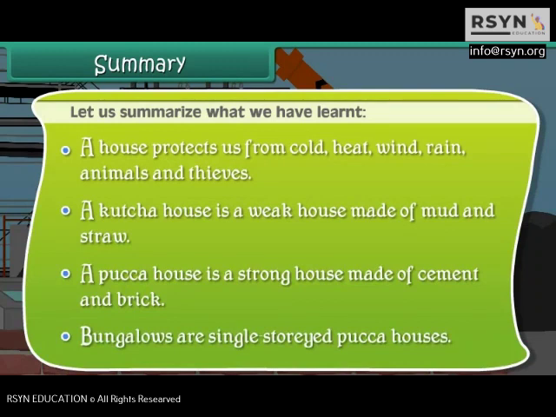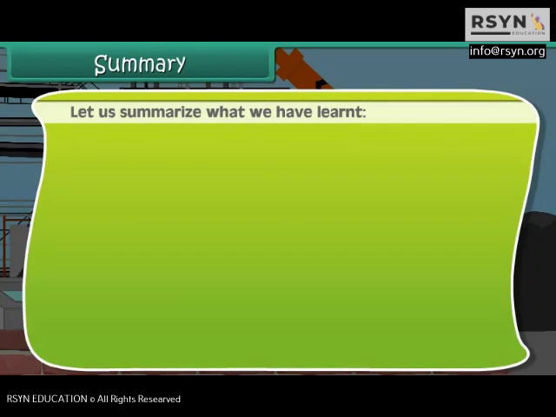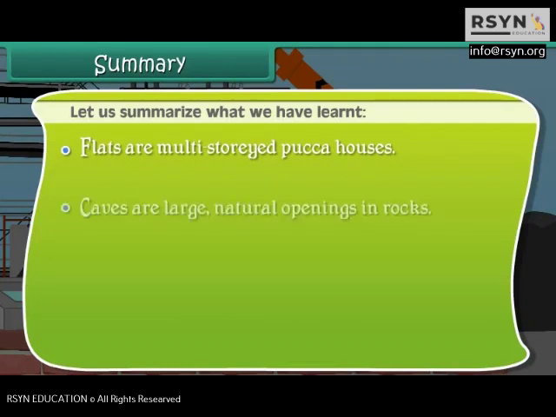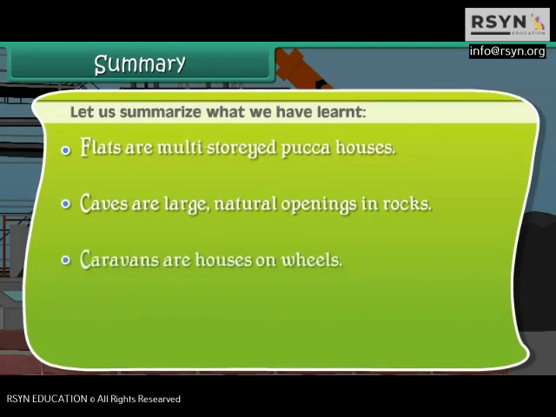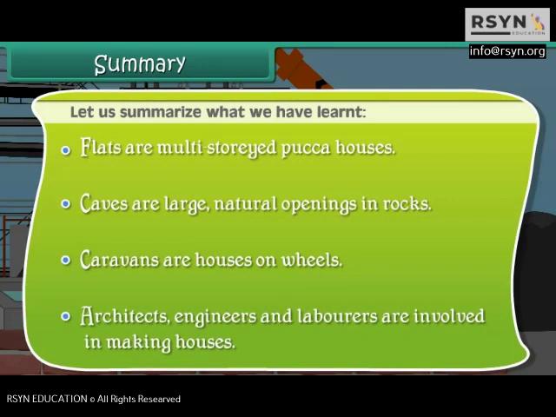Bungalows are single-storied pakka houses. Flats are multi-storied pakka houses. Caves are large natural openings in rocks. Caravans are houses on wheels. Architects, engineers, and laborers are involved in making houses.